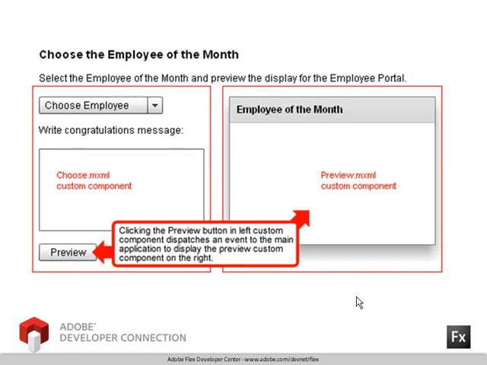This is the application that I will demonstrate in this video. Initially, it only displays the MXML custom component named choose.mxml on the left. The idea is that an administrator of the employee portal would access this page to select the employee of the month and write a congratulations message. When the administrator clicks on this preview button in the choose component, the application turns on the second custom component named preview to allow the administrator to preview the display of the Employee of the Month panel for the employee portal.